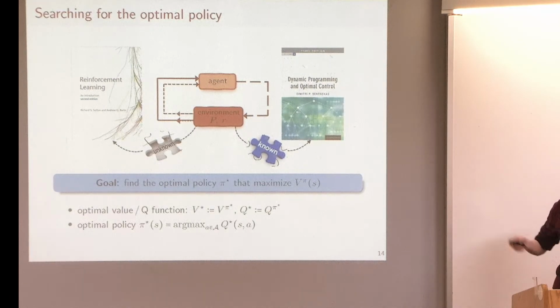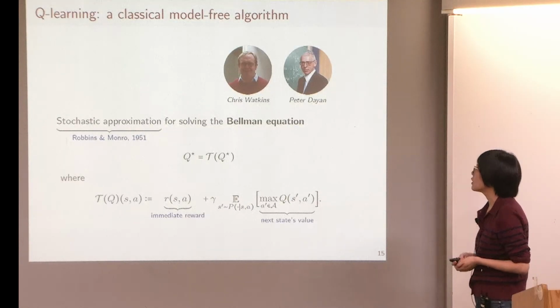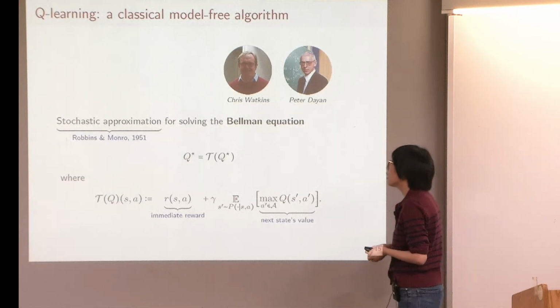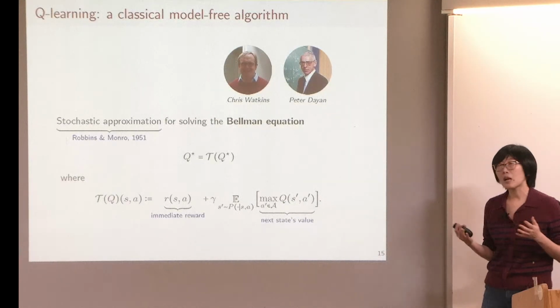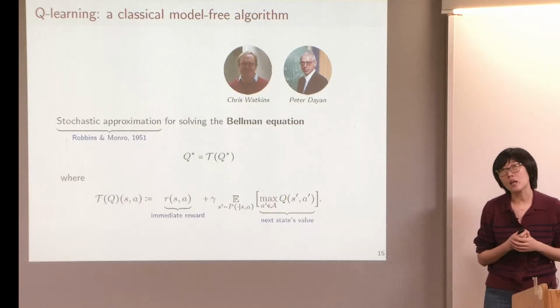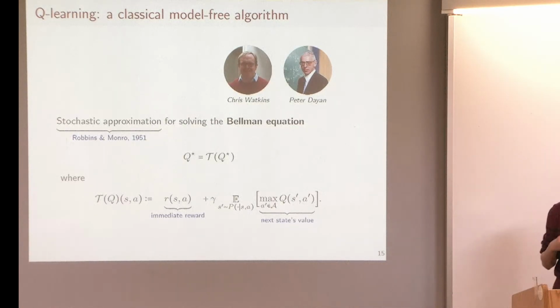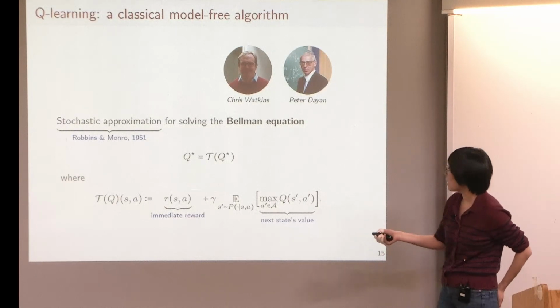Okay, so that's the basic model. Then how do we learn the policy using the samples? We're going to look at the classical algorithm Q-learning, originally proposed by Watkins and Dayan. This is actually a quite straightforward algorithm, which is basically applying stochastic approximation to solving the Bellman optimality equation. The optimal Q function is the fixed point of the Bellman optimality equation shown on the bottom.